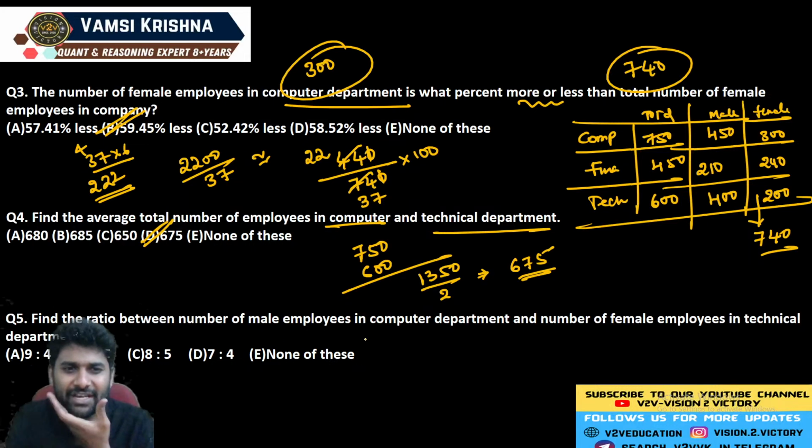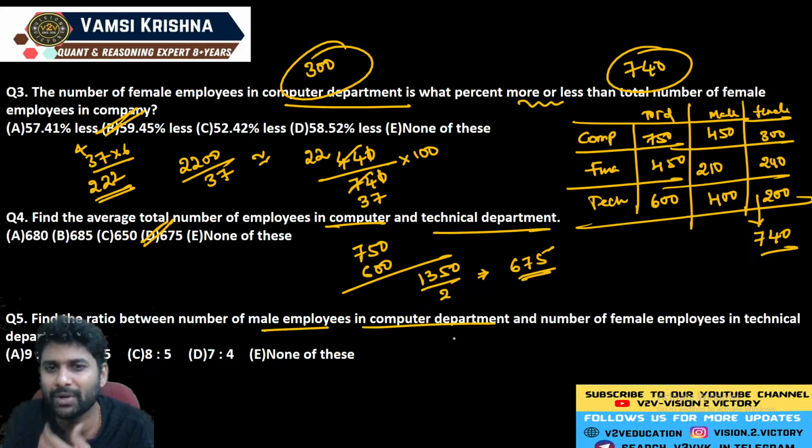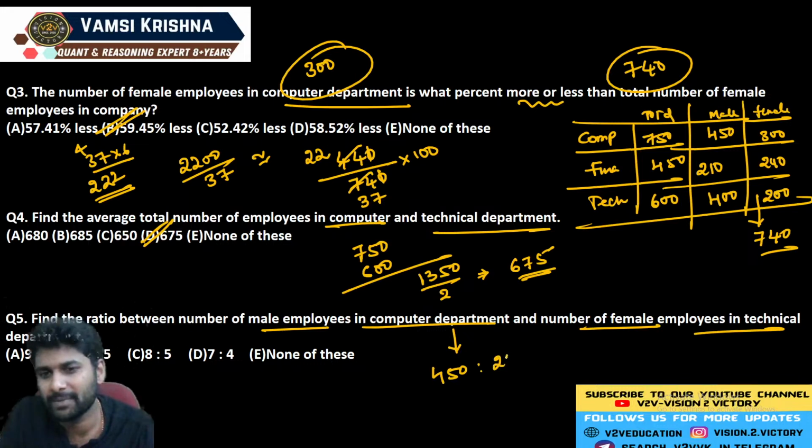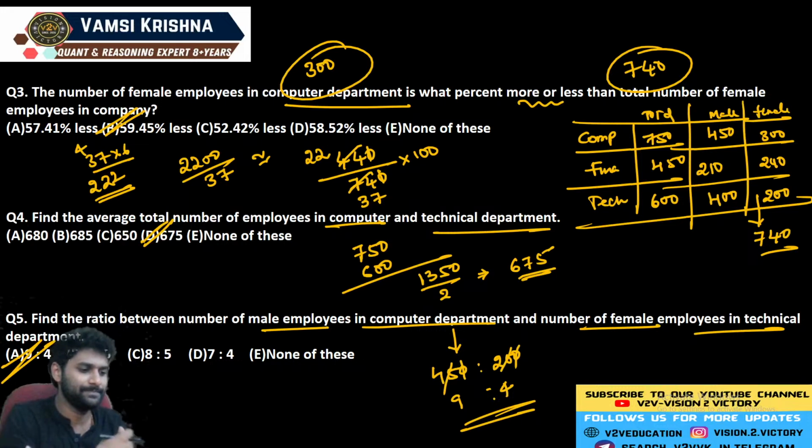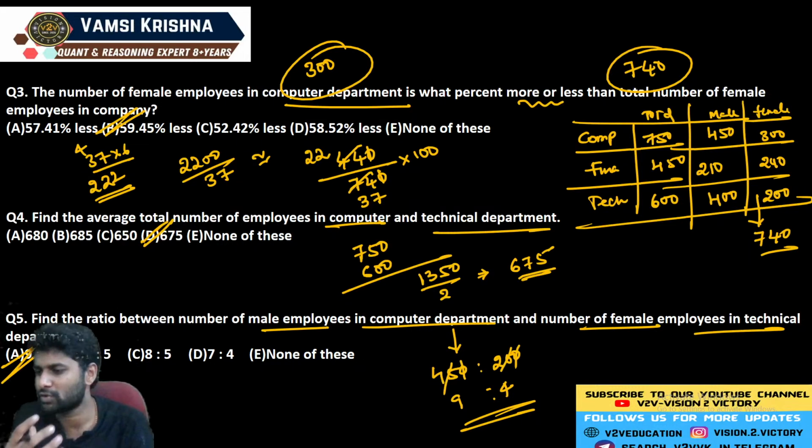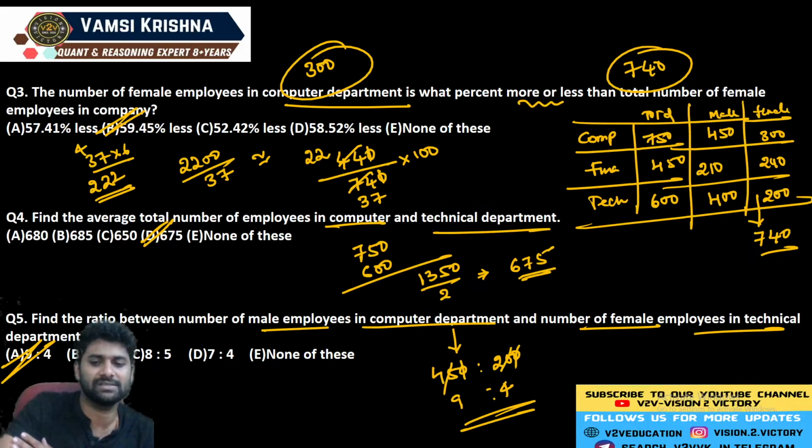Next question. Find the ratio between the number of male employees in the computer department, which is 450, and the number of female employees in the technical department, which is 200. Five nines, five fours. It's a ratio of 9 is to 4. Hope it's clear. And these are the 5 different questions from that caselet information.